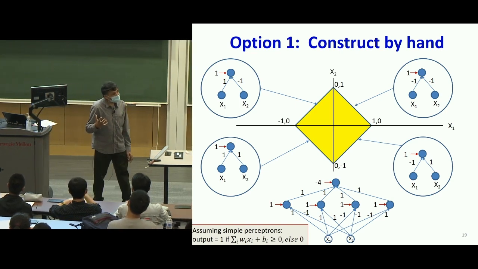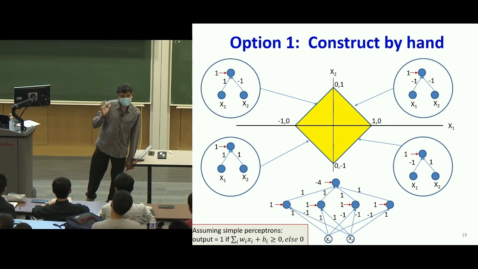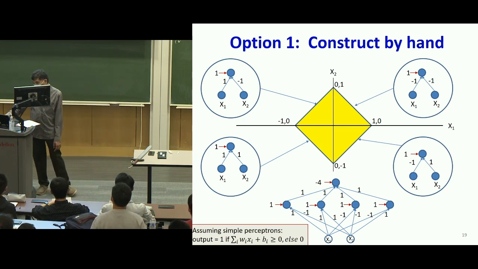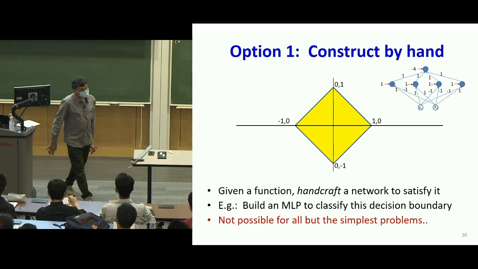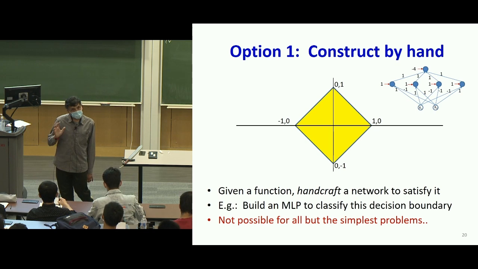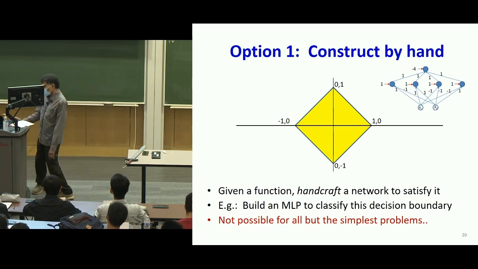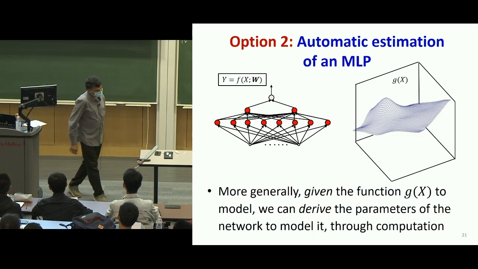Why can you not do things by hand in general? This is immensely complicated, right? For anything other than simple diamonds and pentagons, you're not going to be able to do this by hand. There are some problems where it's doable, but in general, this is not going to be a practical solution. So this is simply not possible for all but the simplest problems. So we need something a little more automated.